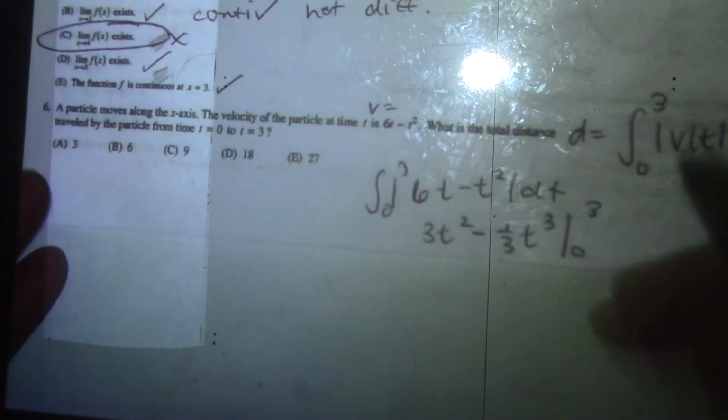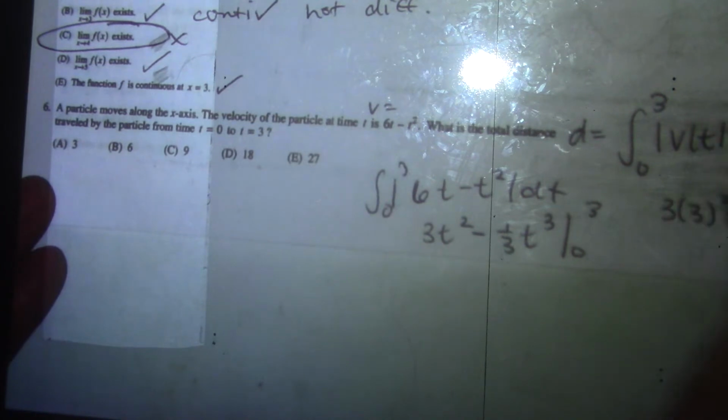Here I have the velocity. I want the total distance traveled, so distance would just be the integral of the absolute value of the velocity from 0 to 3. So this is the integral of 6t minus t squared dt from 0 to 3. Antiderivative of 6t is 3t squared minus 1/3 t cubed evaluated at 0 and 3. So then that becomes 3 times 3 squared minus 1/3 of 3 cubed, and then the other one's minus 0, right? So that's going to go away.